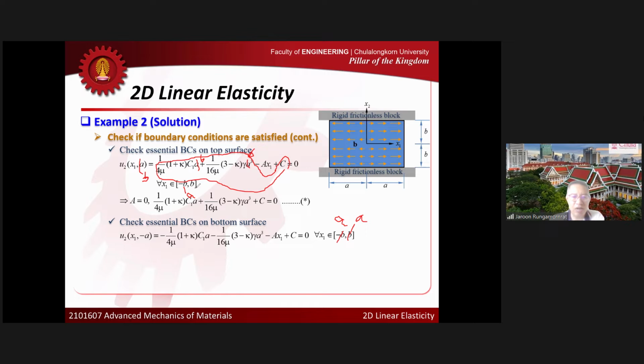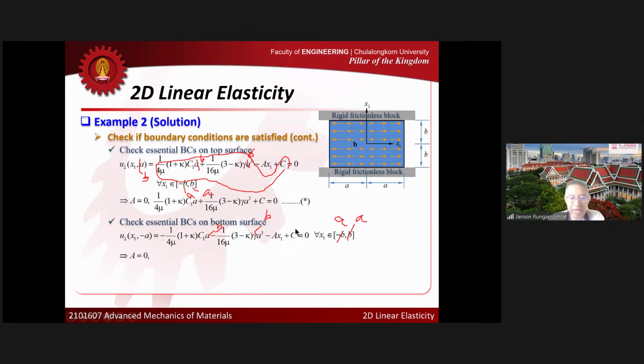Because x1 ranges from minus A to A. Sorry for the confusion here. So change A to B, change B to A. Okay. Since this condition has to be satisfied for every x1 from minus A to A, that implies that A has to be 0 again. So we end up with the same conclusion for A. Okay, A has to be 0.